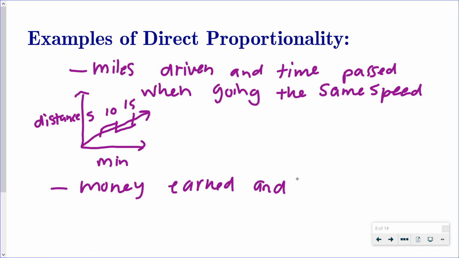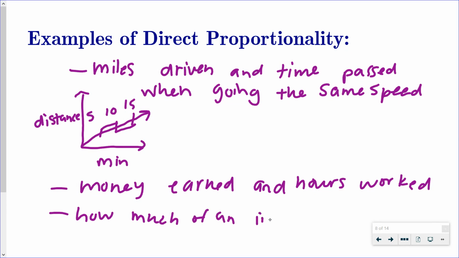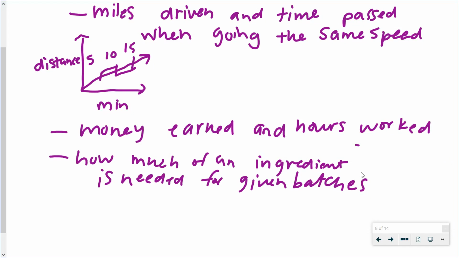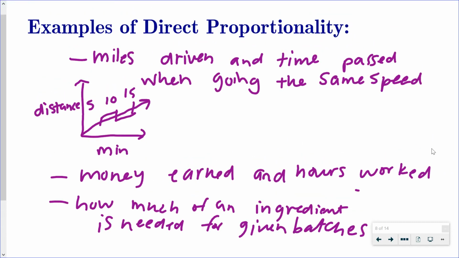Another example would be, this is a really common one, the money earned and hours worked. Okay, the more hours you work, the more money you earn. Okay, if you're earning a steady pay, no overtime or double bonus or anything like that, the more hours you work, the more money you make. Okay, and lastly, another example is how much of an ingredient is needed for given batches. There we go. So these are some examples of direct proportional relationships.